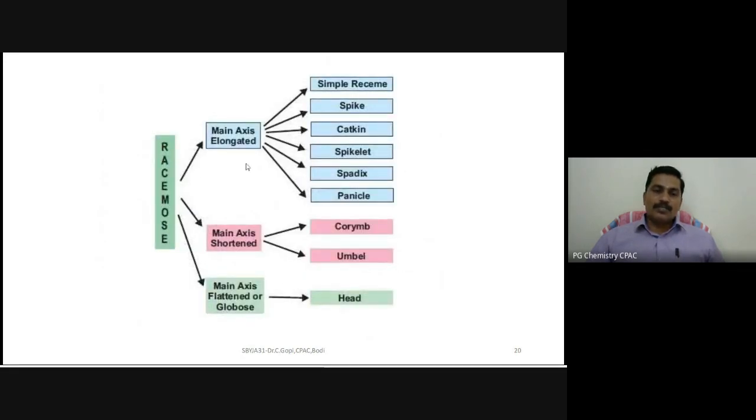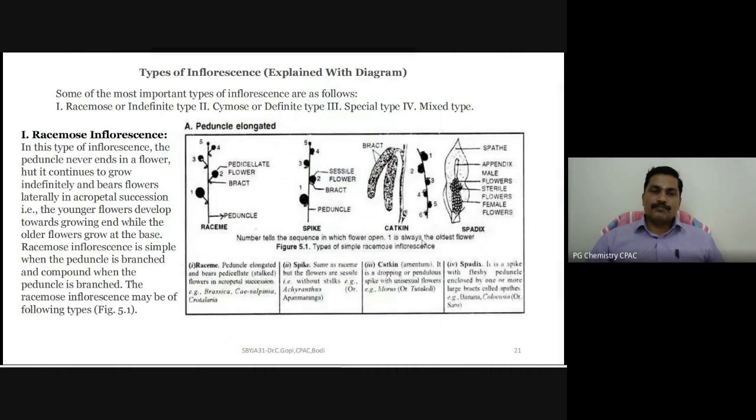Under the cymose and racemose, there are different types. This is the raceme inflorescence. You see, left, right, left, right: the alternate arrangement of the flowers. The older flowers are at the bottom and younger flowers at the tip, with a pedicel. A flower with a pedicel is called a raceme. A flower without a pedicel is called a spike. If it is arranged in a pendulous manner, that is a catkin. If male, female, and mixed flowers are arranged upright on a spadix, that is spadix inflorescence.